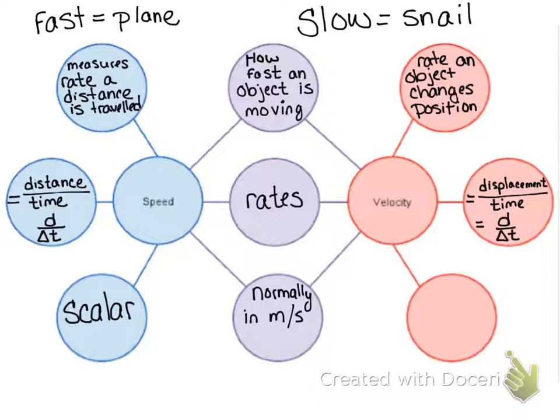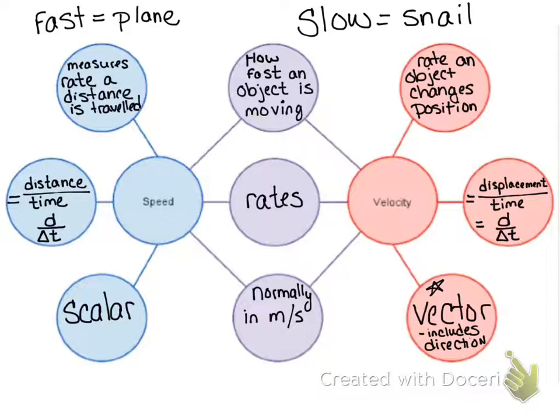Now, how else are they different? Velocity is a vector, and you may remember that vectors include some type of direction, because we talked about that with displacement. So that's very important. That is the primary difference. If somebody says, what's the difference between speed and velocity, the first thing you should say is velocity includes direction. The second thing you should say is velocity is calculated using displacement.